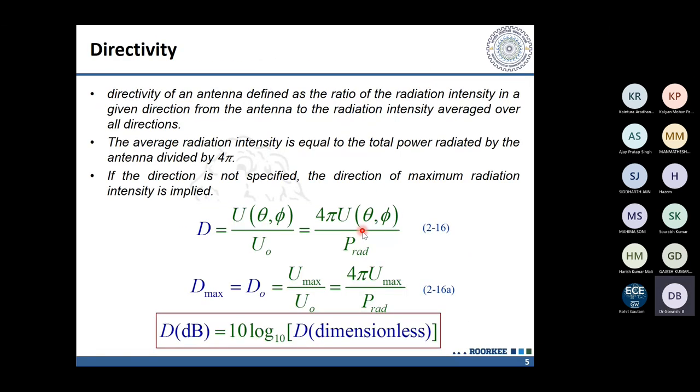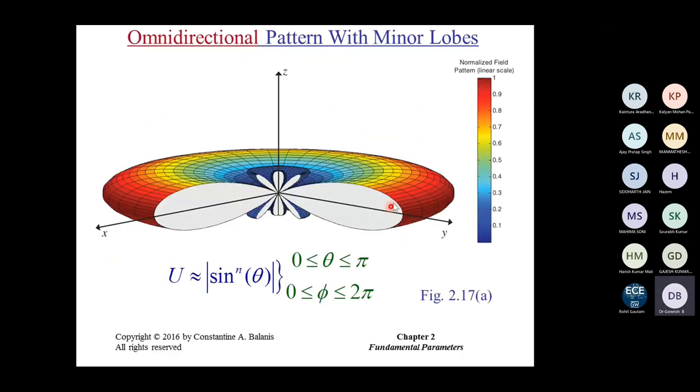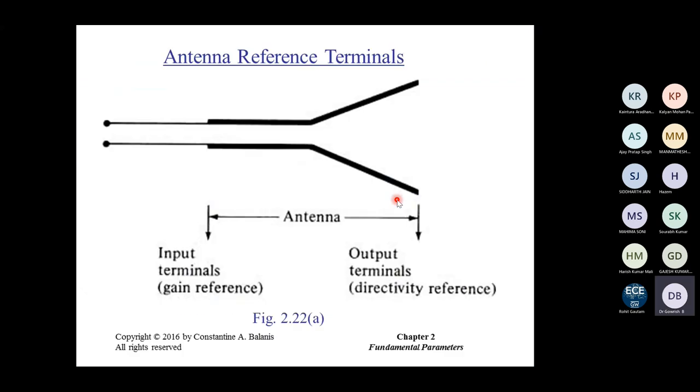Yeah. So here, when we say 4 pi U, the radiation intensity, we mean radiated power. What do we mean by directivity reference? It is that this power radiated is basically from the output terminals of the antenna. So P radiated is from the output terminals of the antenna. This output terminal is basically the directivity reference. P radiated is calculated from here. You take the spherical surface integral from here onwards, and that gives you the P radiated. So the output directivity reference is at the output terminals.